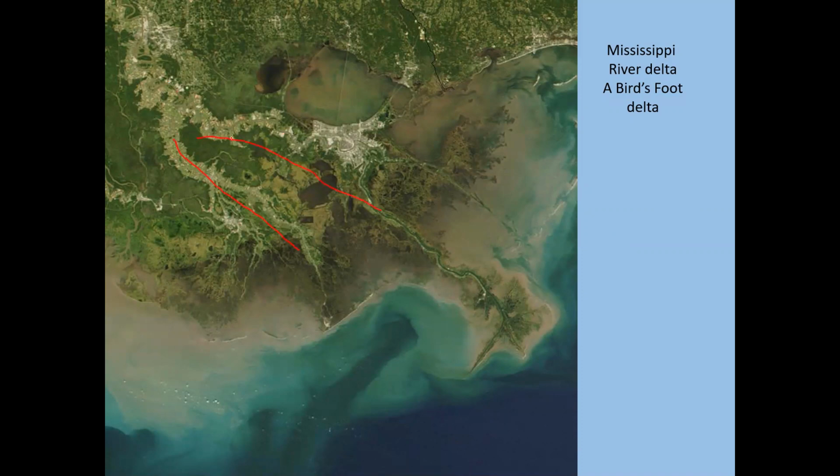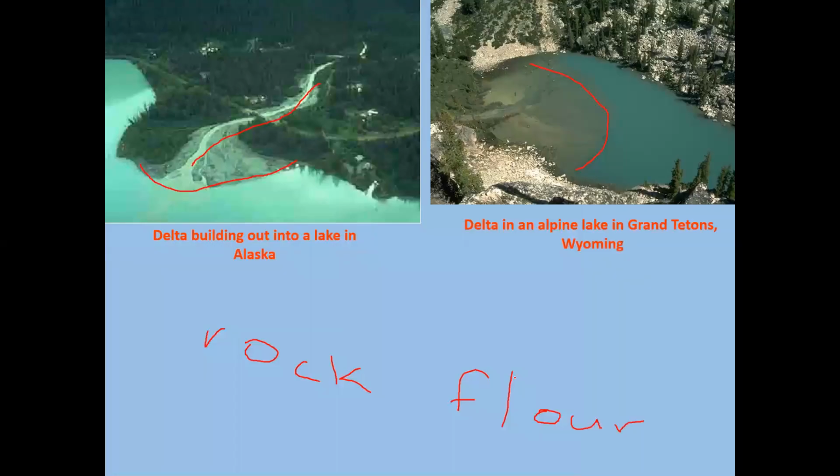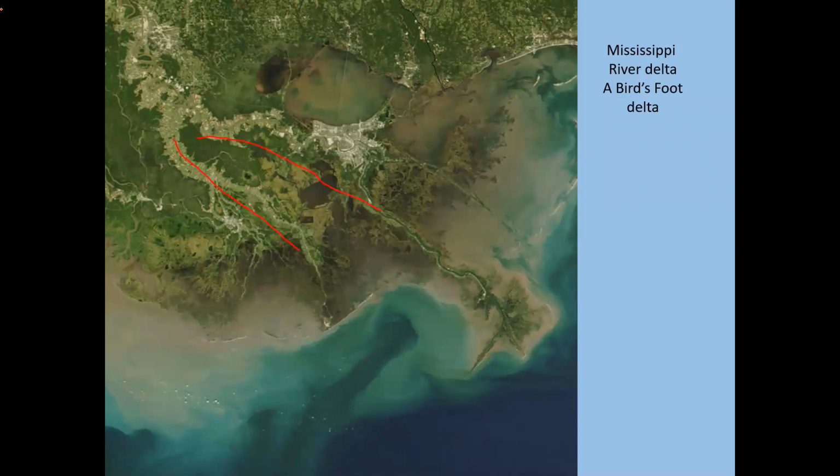It has moved over the past million years. It's moved back and forth as the river would carry sediment in. The sediment would build up. The river would have to change its path. And that's what's happened over this long period of time to give it that bird's foot appearance.